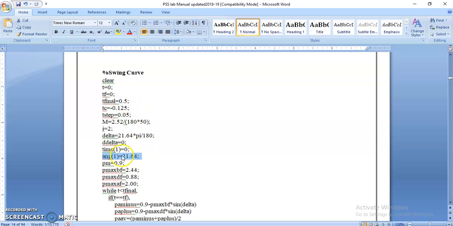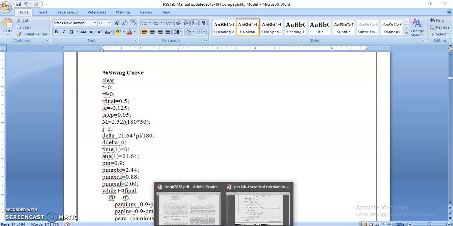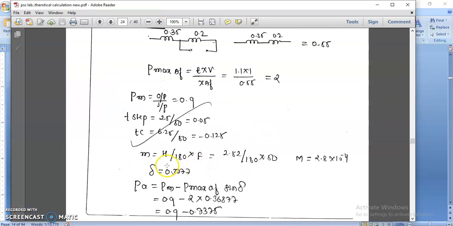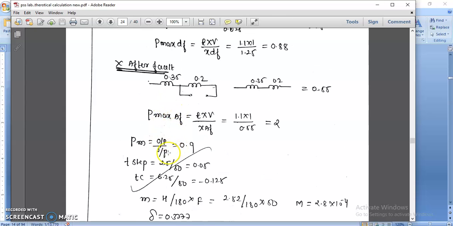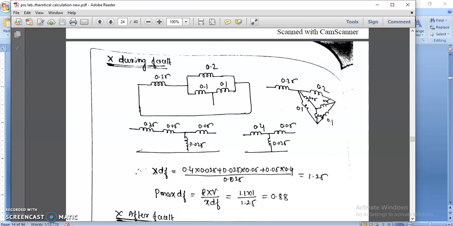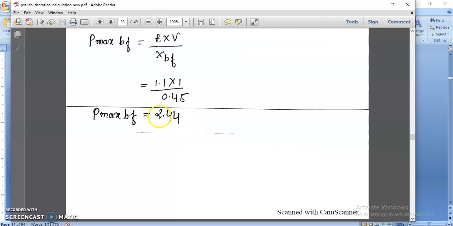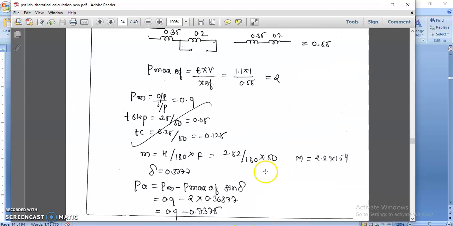So now how to find the angle here? We got the power before fault, during fault, and after fault. Then the angle will be sin inverse of PM by P max before fault. So in the theoretical calculation, delta will be sin inverse of PM by P max before fault. PM is 0.9 and P max before fault, how much we got, is 2.44. So sin inverse of 0.9 divided by 2.44, if you do, you get 21.64. This is the theoretical calculation.